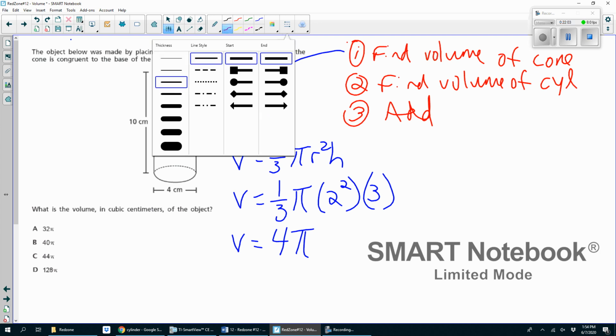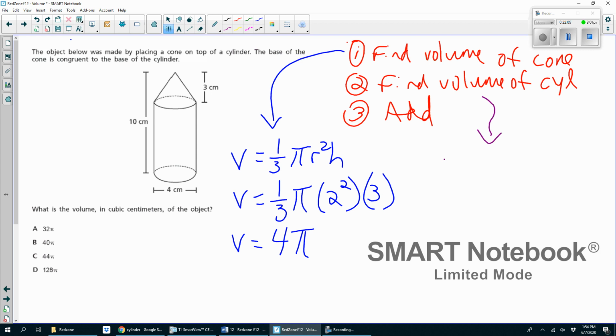All right, the second step is to find the volume of the cylinder. So volume equals pi times radius squared times height. Same radius as before because it's the same circle at the bottom. So it's 2 squared. The height of the cylinder. Well, the cylinder goes from here to here. I remember this question. I remember that most of you put 10.